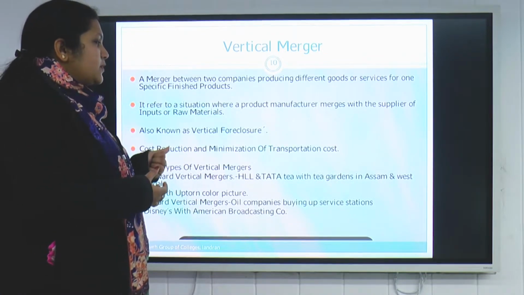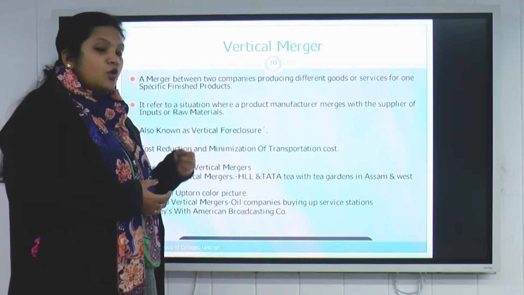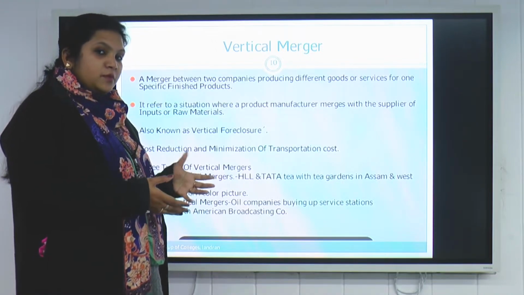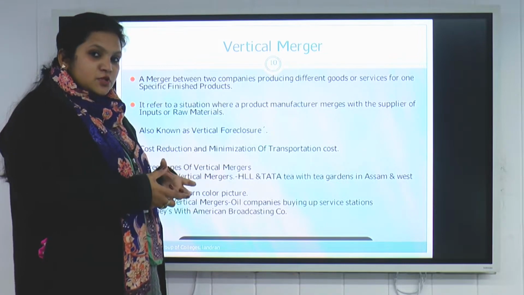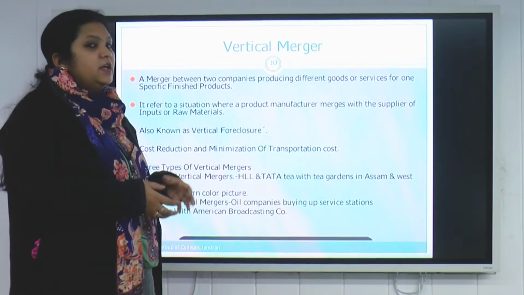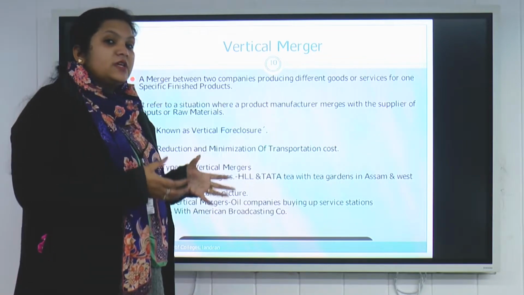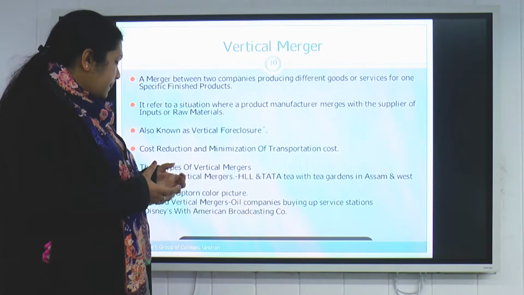It refers to a situation where a product manufacturer merges with the supplier of inputs or raw material. It could be the other way around also, that the product manufacturer and the raw material supplier get merged together to form one single entity in order to reduce the costs. These are known as vertical mergers, or these are also known as vertical foreclosures.